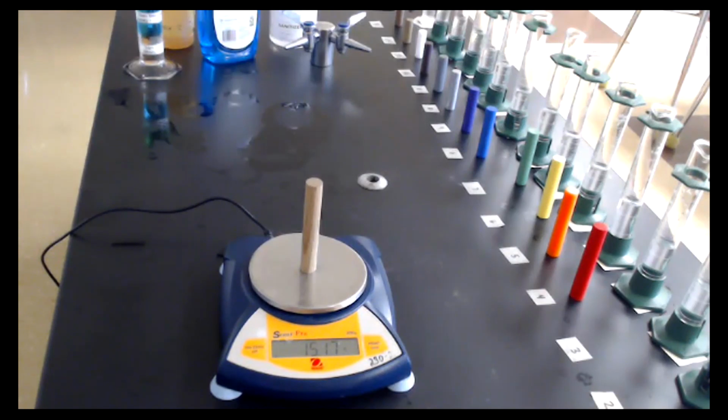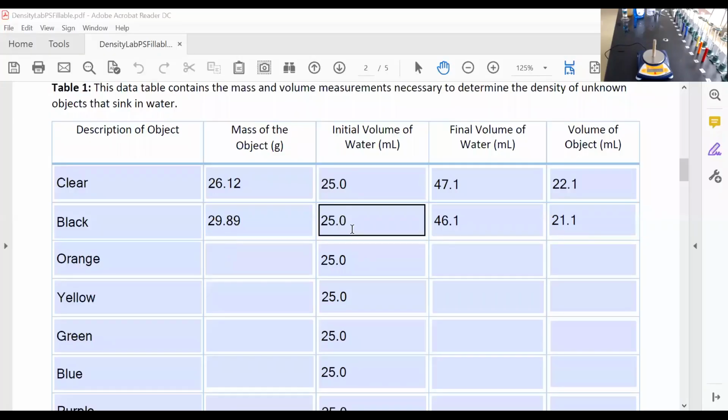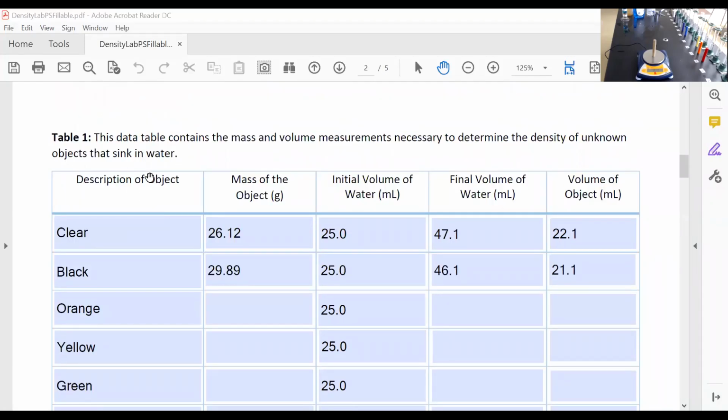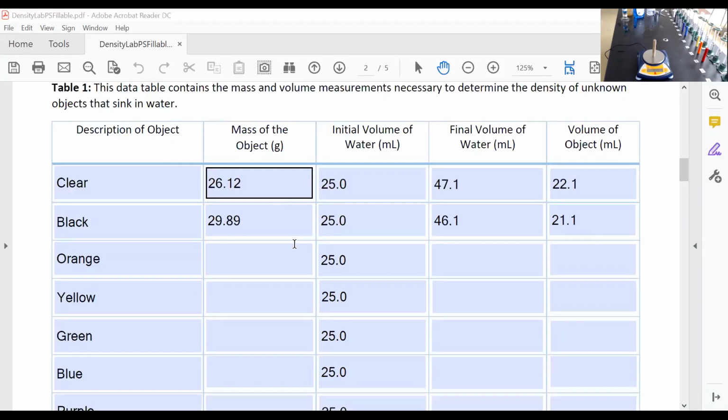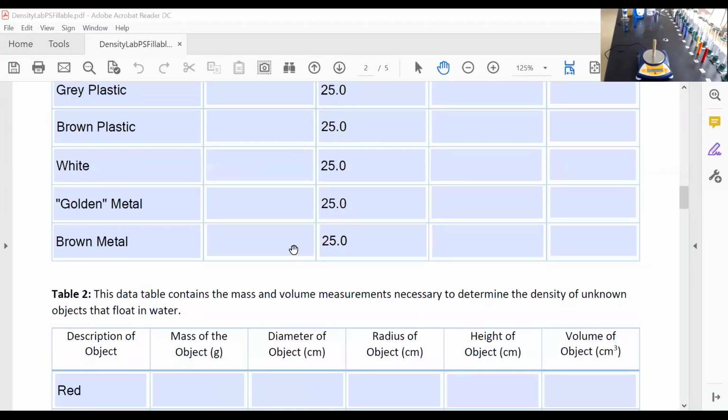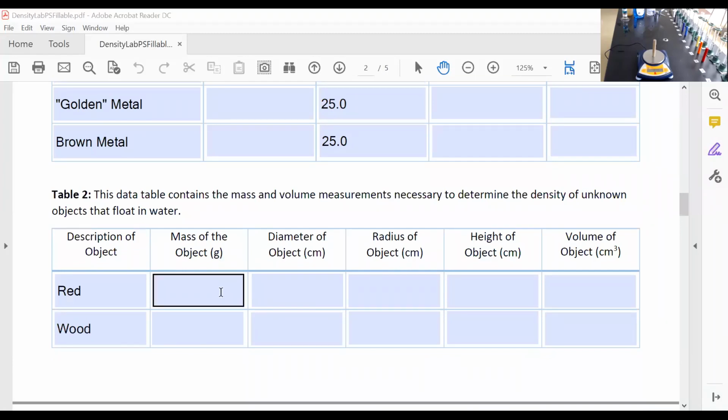So it looks like we have a mass of 15.17 grams. So we're going to type that into our data table. Now notice that it's not in this top part in data table number 1. And I'm kind of giving it away here, but you're going to see that this object will not sink, and we cannot get its volume by water displacement. So instead, we're going to go down here and we're going to write 15.15 grams.